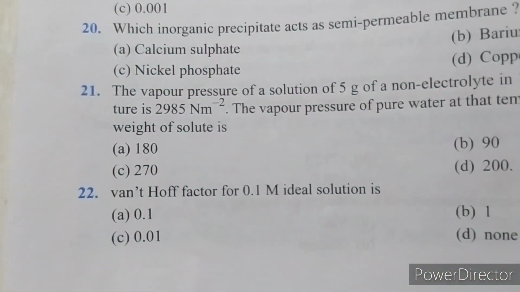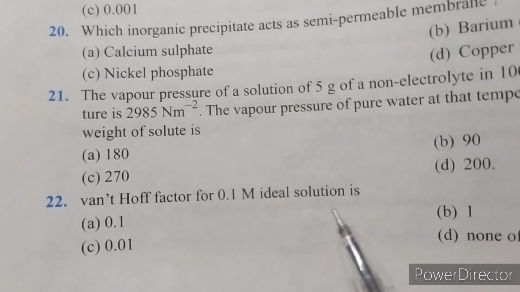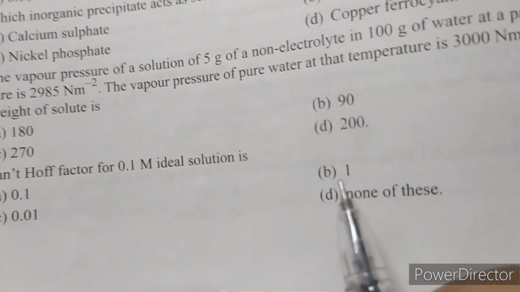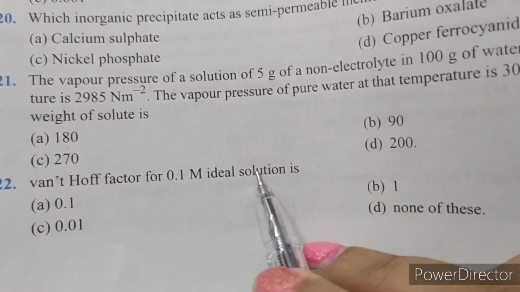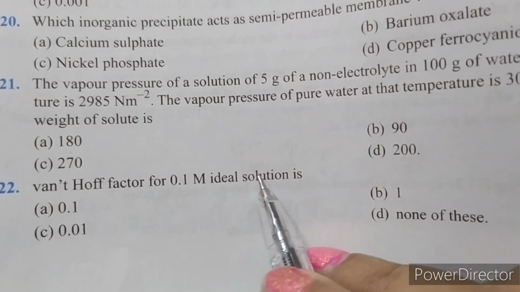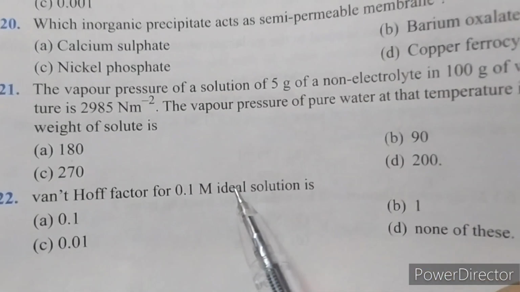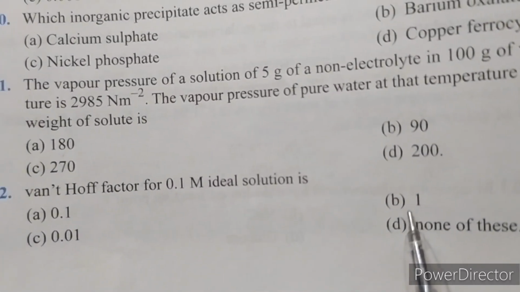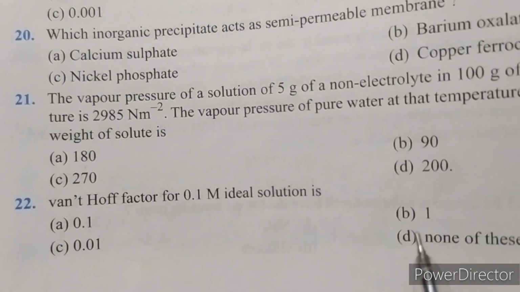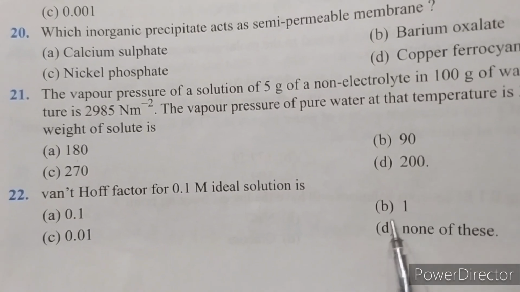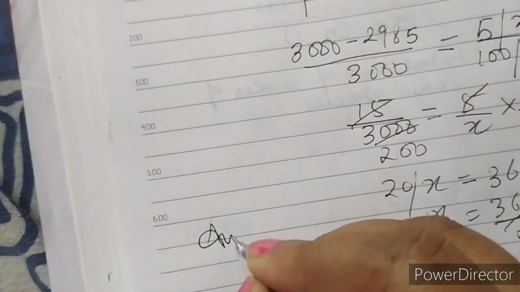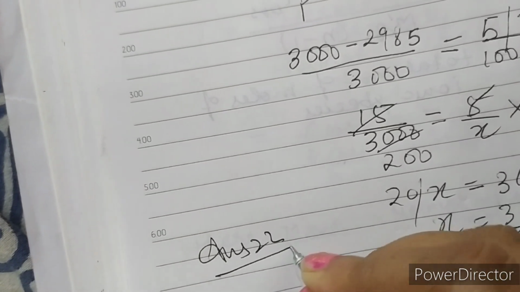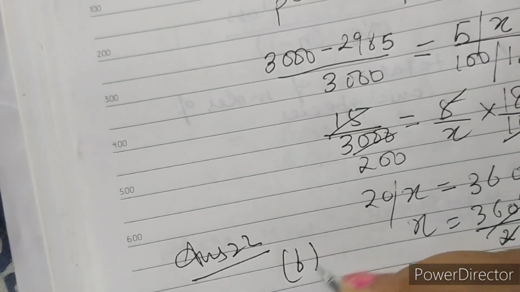Next question is, the Van 't Hoff's factor for 0.1 m ideal solution is. Here the answer will be B, 1, because an ideal solution neither undergoes association nor dissociation, and if there is no association or dissociation, the Van 't Hoff's factor will always be 1, as I have already told you while solving the questions for Van 't Hoff's factor. So answer number 22 will be B, that is 1. Okay.